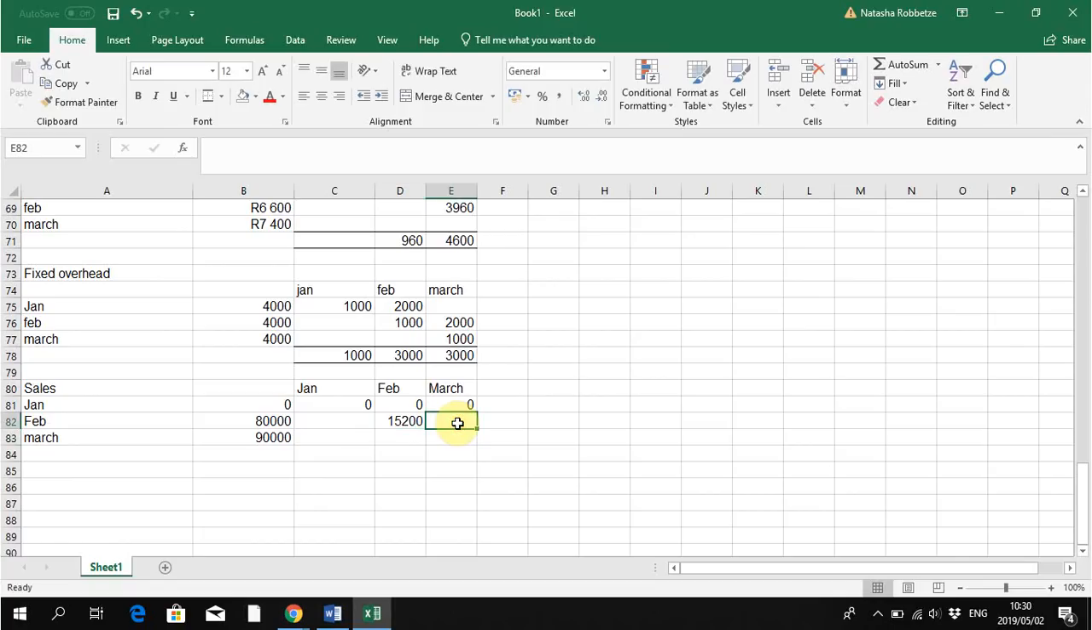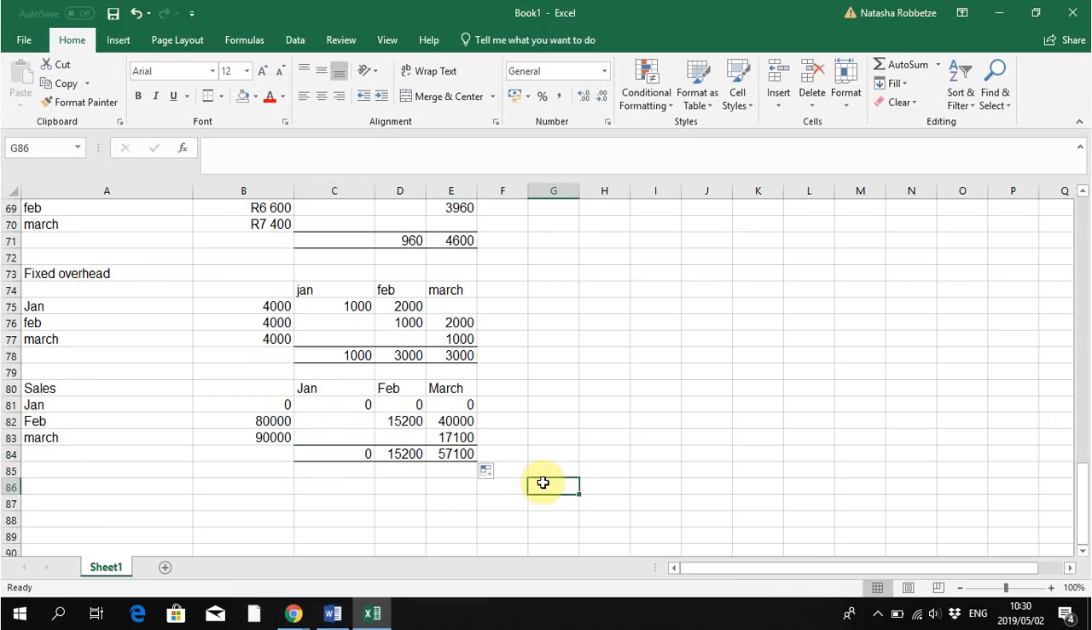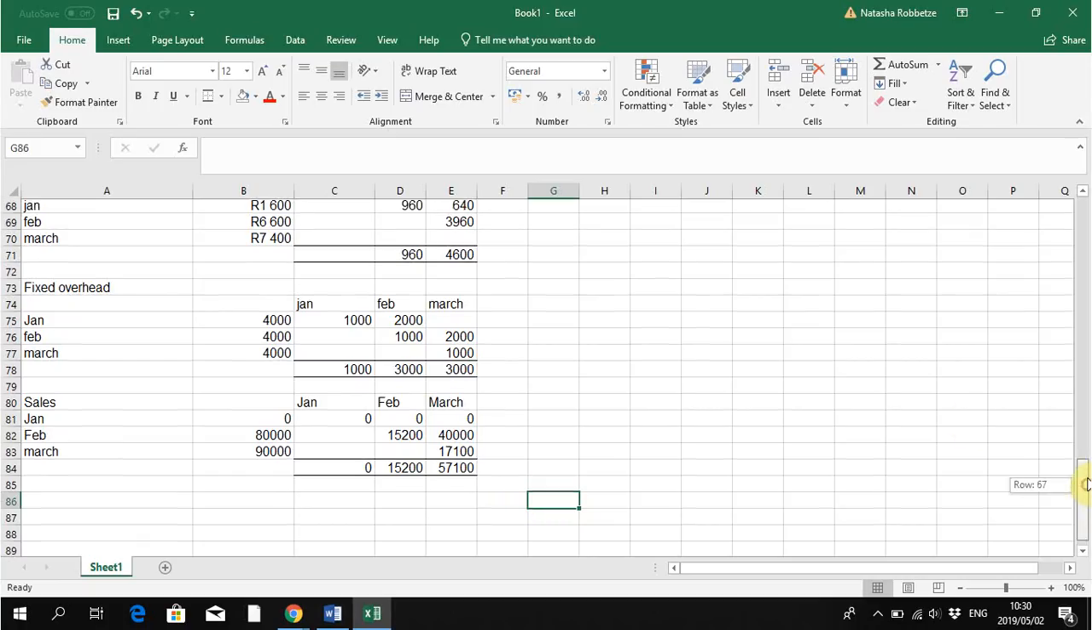In March, we will be able to collect 50%, so it will be 80,000 times 50%, and then these payments will not be able to obtain discount. So for March, it's going to be 90,000 times 20% times a factor of 95%, and that gives us 17,100. So if I now get the sum of my sales, I will have a collection of 15,200 in February and 57,100 in March.